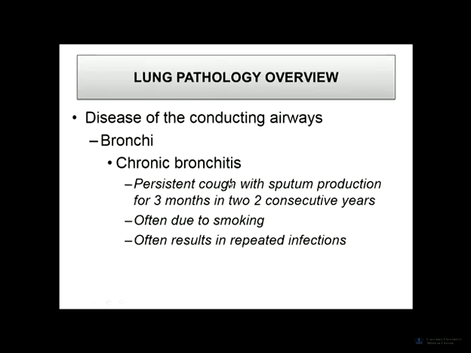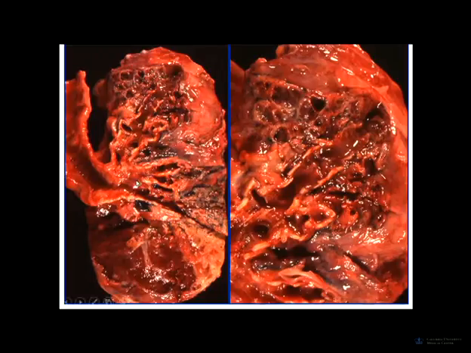Next, we're going to talk about chronic bronchitis. Chronic bronchitis has a clinical definition, which is listed here. It's often the result of smoking, and it often results in repeated infections as well. Here's an example of lungs from a patient with chronic bronchitis. You can see this patient also has dilatation of the airways all the way out to the distal surface, but in fact the mucosa, which should be pink, here looks, I'd say, probably red-brown.